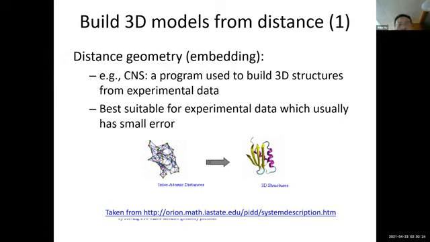One is to use distance geometry, which was originally developed for NMR experimentalists. They have an NMR measurement, then they want to build a 3D model. So we can use distance geometry, but distance geometry actually is not very good for the predicted distance, because the predicted distance still has errors that are usually larger than the NMR data.